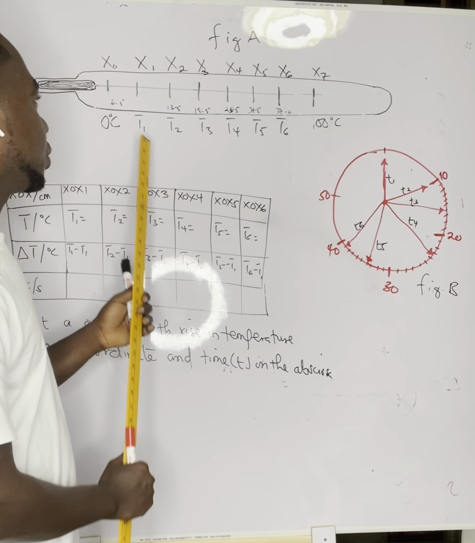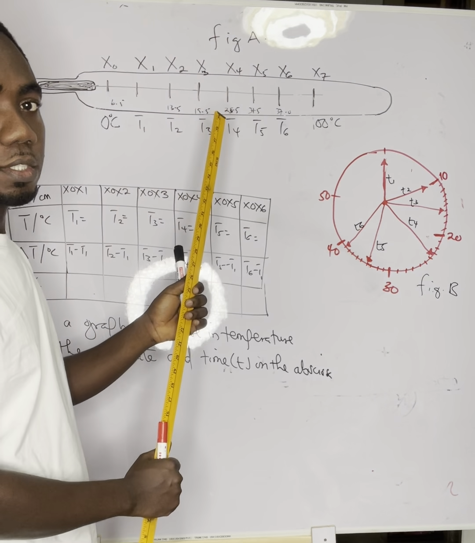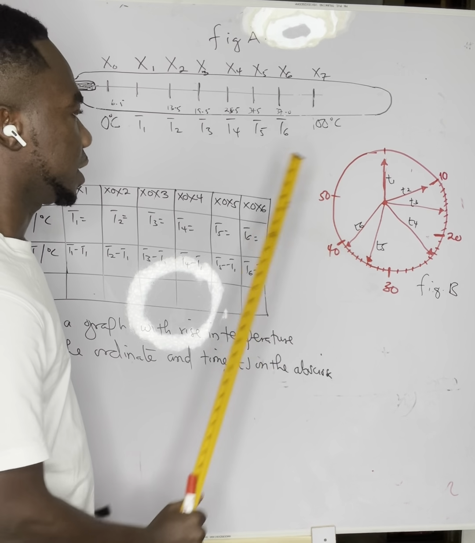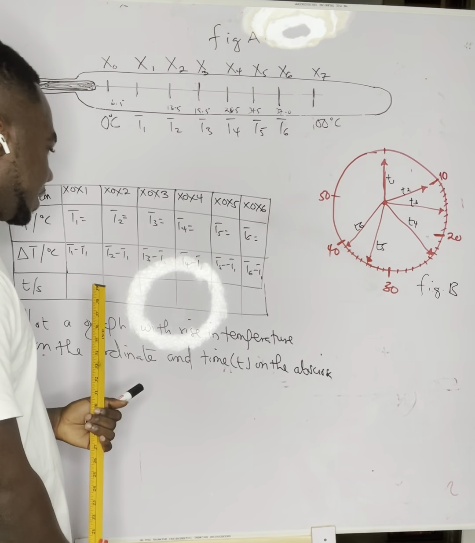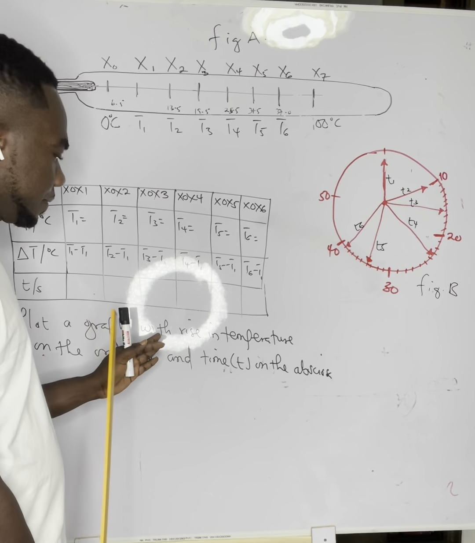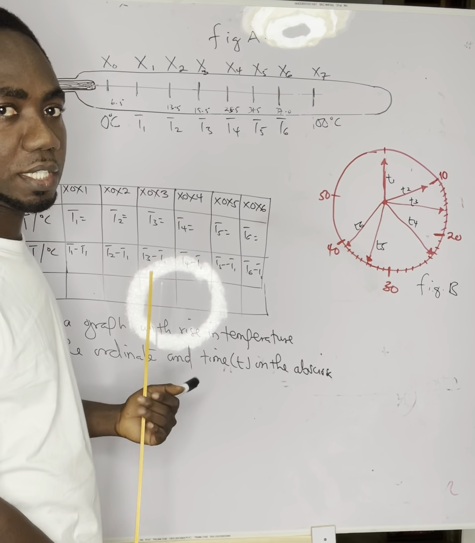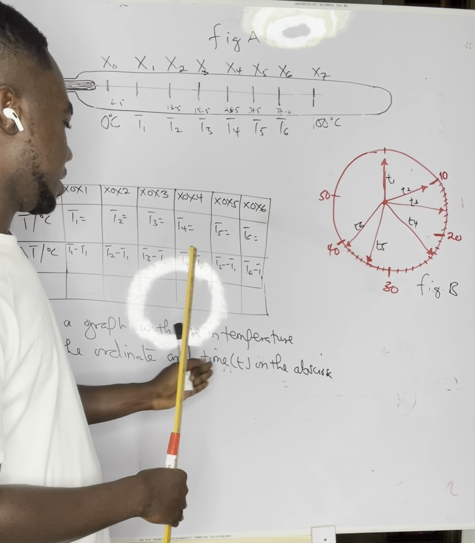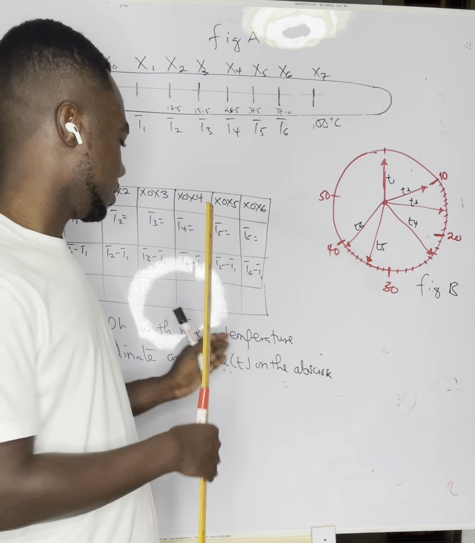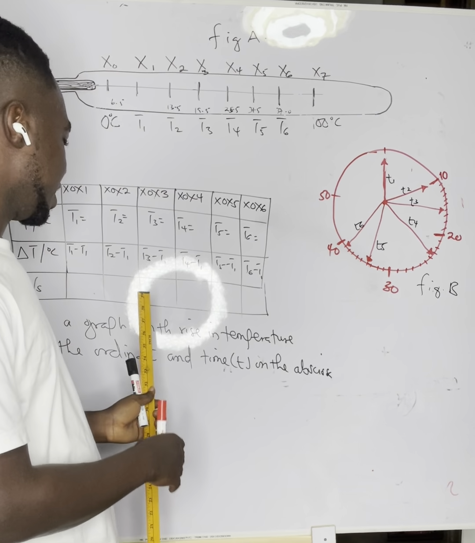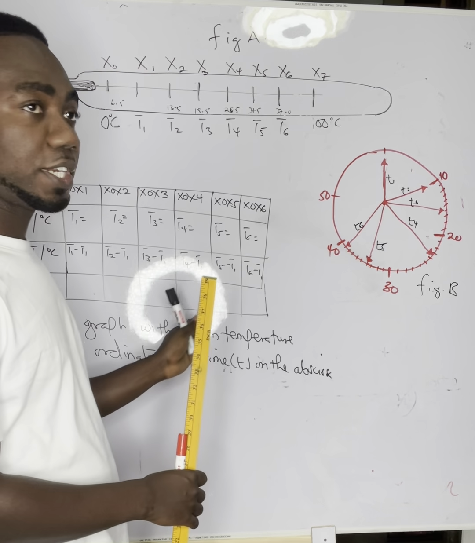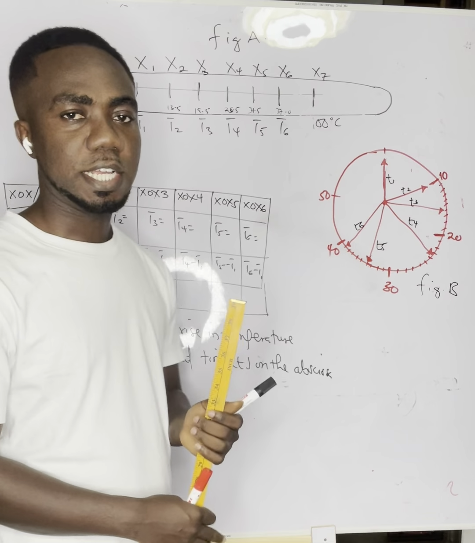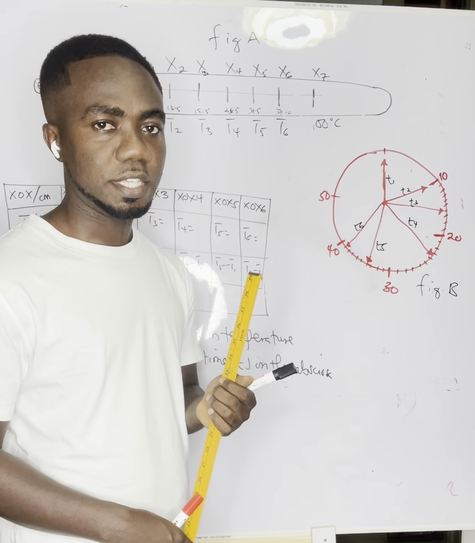So we are asked to read and record the temperature and also the corresponding time. After that, we plot a graph with the rise in temperature, the differential in temperature, against time T. The differential in temperature will be plotted on the ordinate, that's the y-axis, then time T on the abscissa, the x-axis.